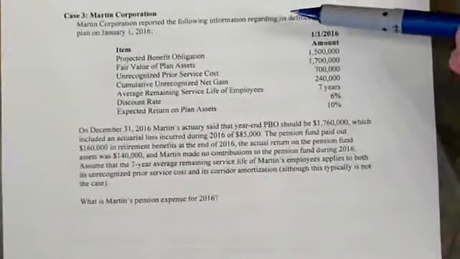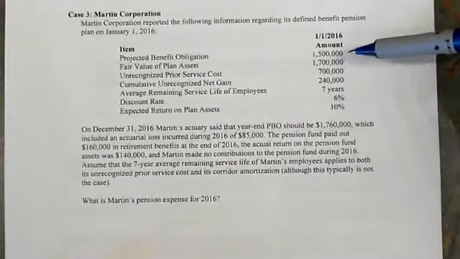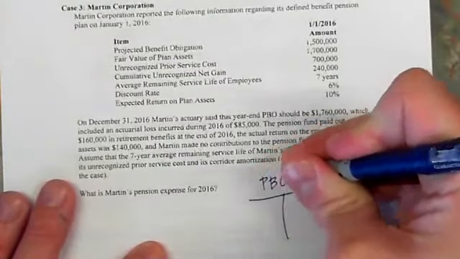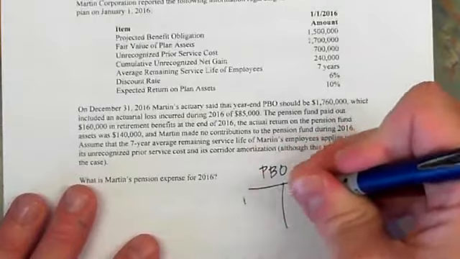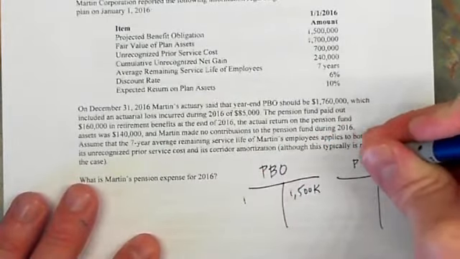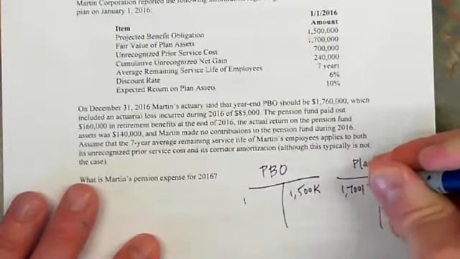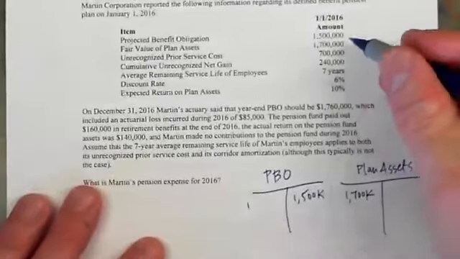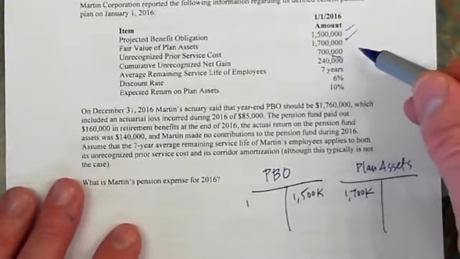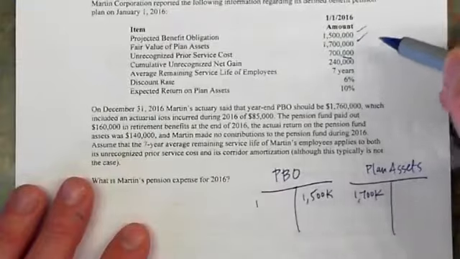So we have a case here where I give you the projected benefit obligation and the plan assets. It should be almost reflex by now for you to draw PBO of $1,500,000. Oops, wrong side. And plan assets of $1,700,000. Okay, so we got that information in there. We have an unrecognized prior service cost, which means that we have something. It's not a new one. It's a prior one. It's unrecognized, the amount that's unrecognized.